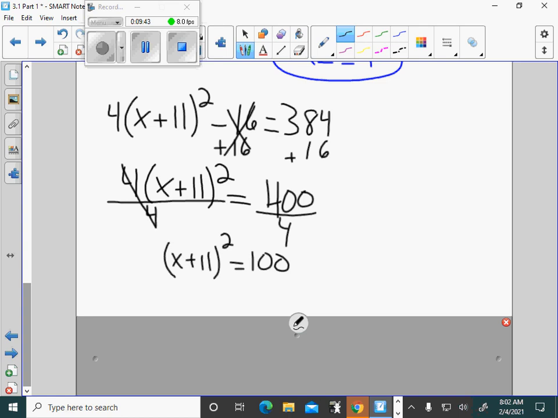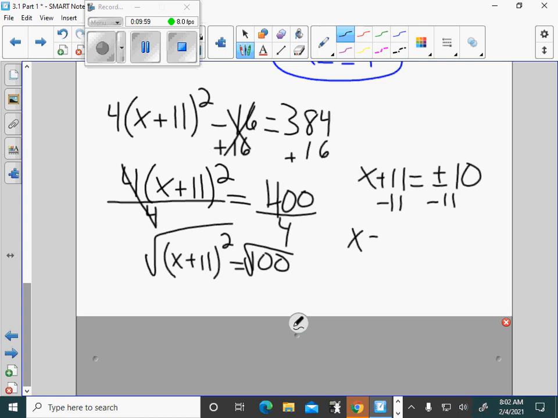And now it's just like above. We're going to take the square root. We're left with x plus 11 is equal to positive or negative 10. And then we're going to subtract 11. So when 10 is positive and we subtract 11, we get negative 1. When 10 is negative and we subtract 11, we get negative 21.